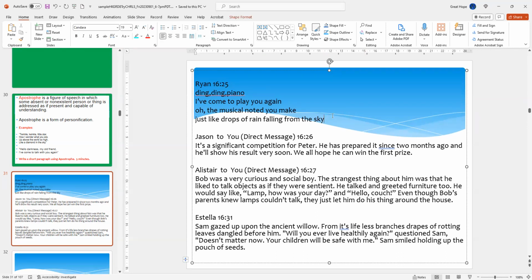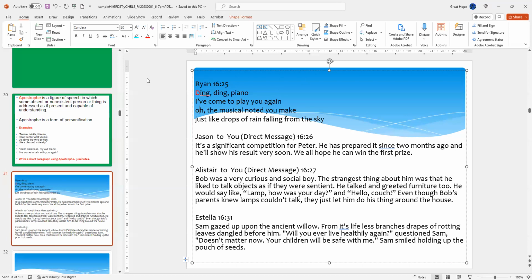All right, so the whole thing is good. Only no matter what, you have to start with the uppercase. And also make sure you have proper punctuation marks and proper spacing, no matter what. Also, if you're starting a new line, this one is okay, you can keep that. Oh, I'll come to play again. Oh, the musical noted you play, you make just like string.